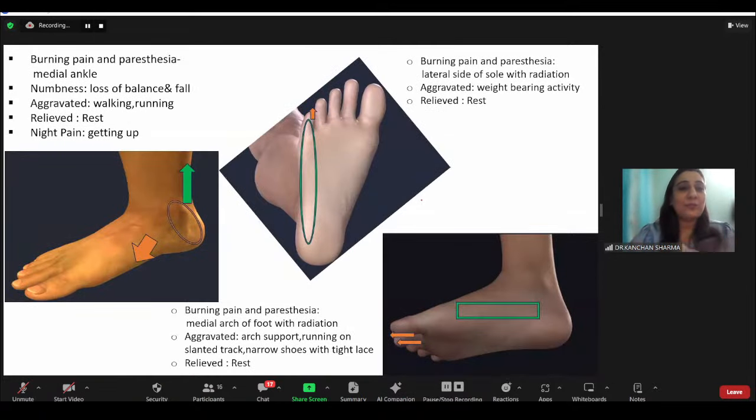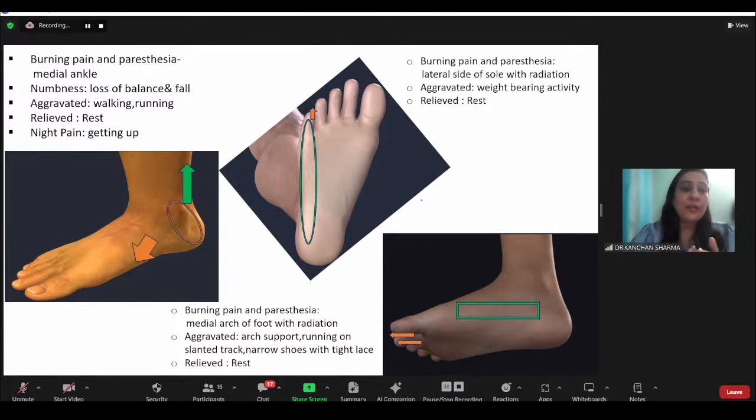Now, how exactly should be the presentation? Because we have learned so many things, all the causative factors and all the nerves. It is very, very simple. If you just go back to the anatomy, everything becomes very simple. So if you have the entrapment of the tibial nerve, obviously the patients are going to have the burning pain, paresthesia, right? But where exactly they are going to have this? That is much more important to understand.